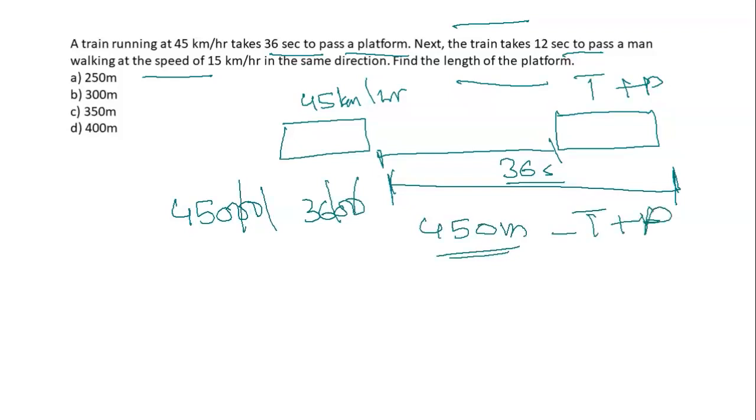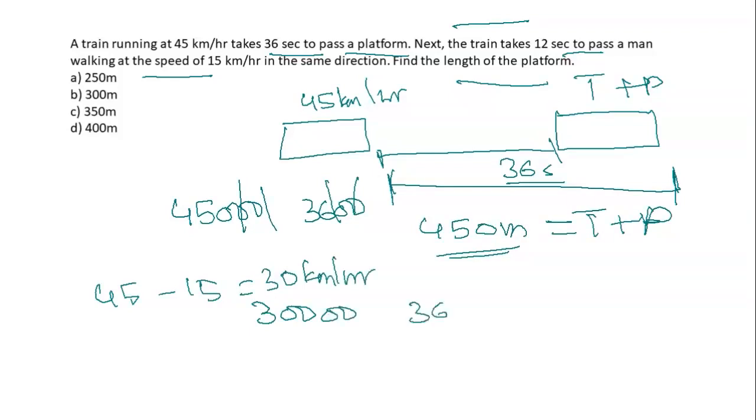Okay. So what is given now is, next the train takes 12 seconds to pass a man walking at 15 kilometers per hour in the same direction. Same direction and of course speed gets subtracted. So you get what? 30 kilometers per hour, which is 30,000 meters for 3,600 seconds. So the train takes 12 seconds to pass a man, which means it's going to be how many meters?